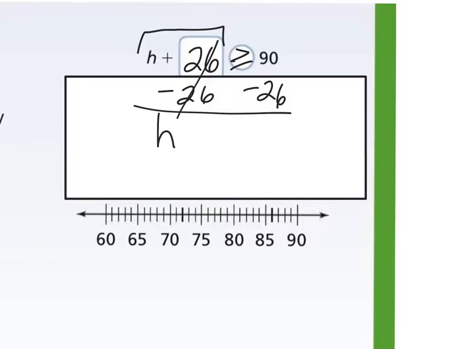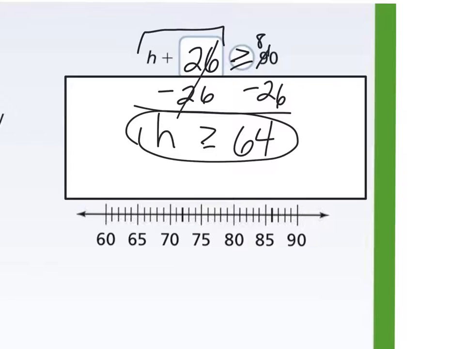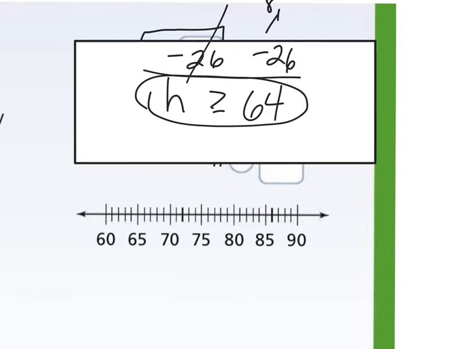Right now you're going to say big deal, but later on it's going to make a difference. It is going to be a big deal if you don't do it this way. It's going to be more complicated for you. Okay, so we solve that. So H is greater than or equal to 64.